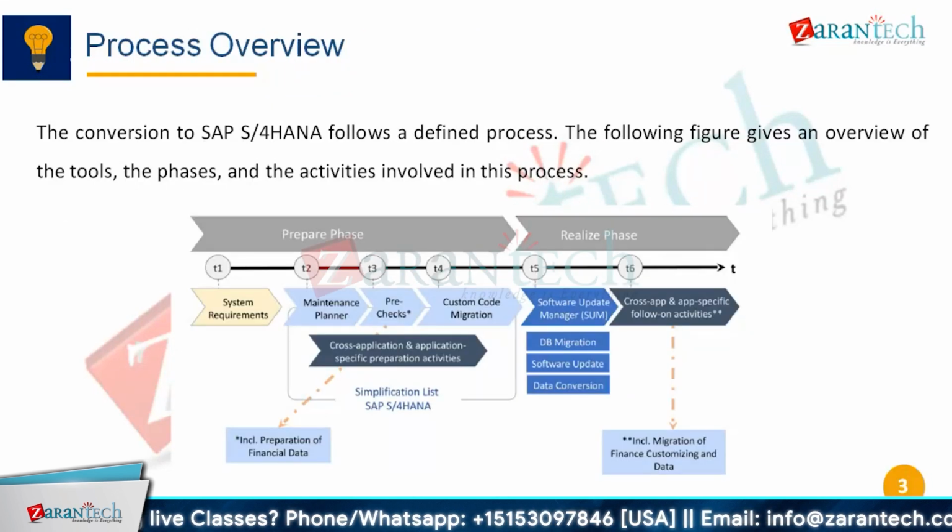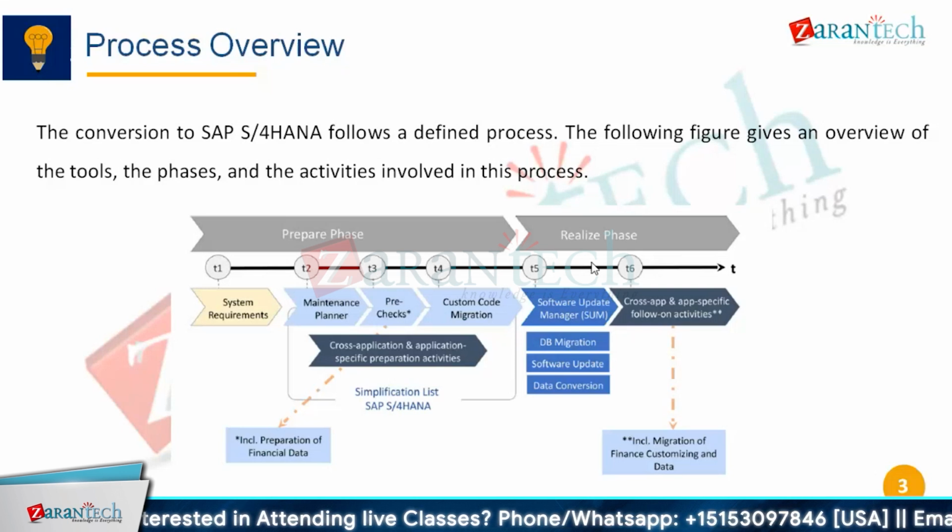So the conversion to SAP S/4HANA follows a defined process. The following figure gives an overview of the tools, the phases, and the activities involved in this process. System requirements, maintenance planner, pre-checks, custom code migration, Software Update Manager (SUM), DB migration, software upgrade. So these are the steps involved in the prepare phase and realize phase. S/4HANA has two phases, prepare and realize.